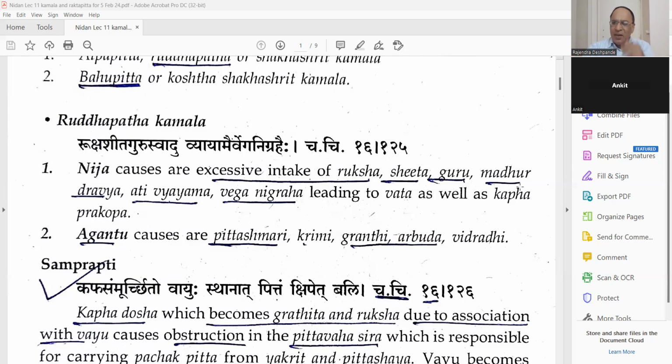Every time, the person develops a faulty metabolic process in the body. All this makes faulty metabolism. Try to understand why it creates jaundice: because then your immunity will go down. Then ati vyayam, excessive exercise, is also one of the reasons that reduce your immunity. Vega nigraha: you know the 13 Vegas.